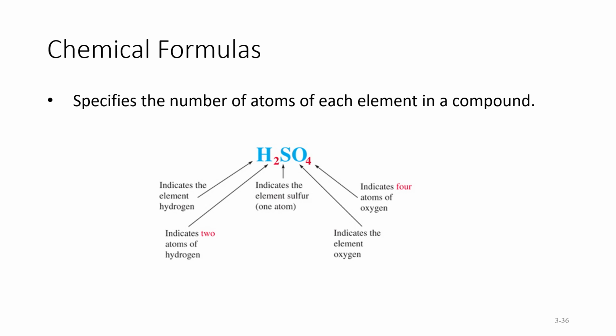So going a little bit deeper into chemical formulas, H2SO4. This is a really good diagram because it shows you what each part of this means. So H indicates the element hydrogen. This subscript 2 means that there's 2 hydrogens in this compound. The S indicates the element sulfur, and since there's no subscript after sulfur, there's just one atom of sulfur. The O is oxygen, and this subscript here means that there's 4 oxygen.